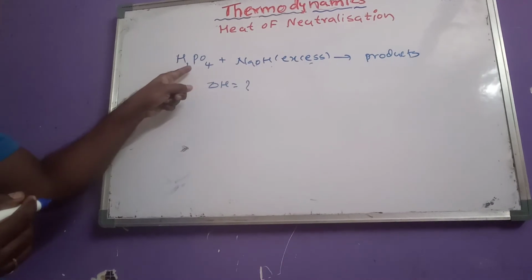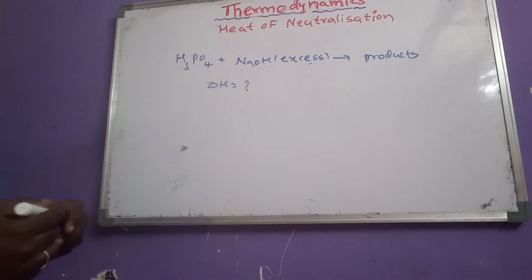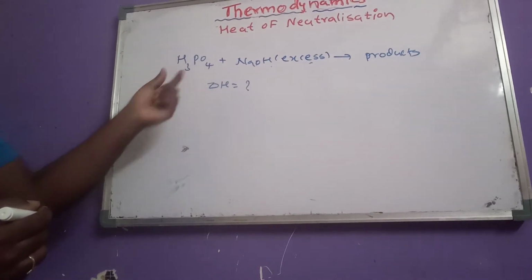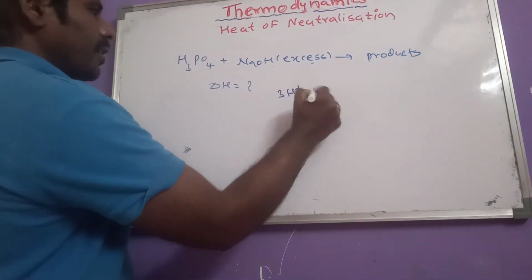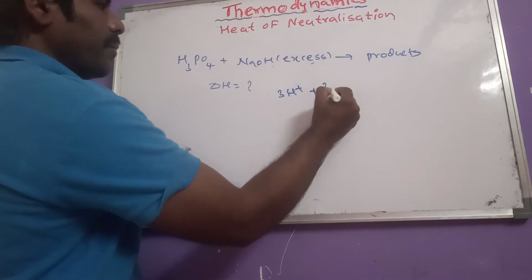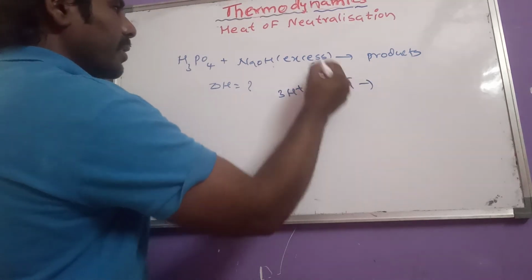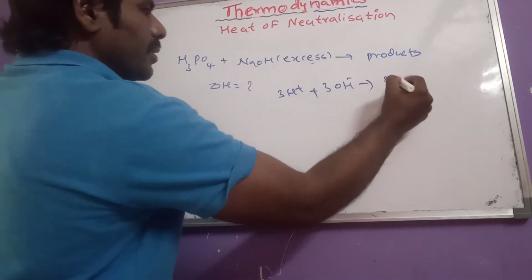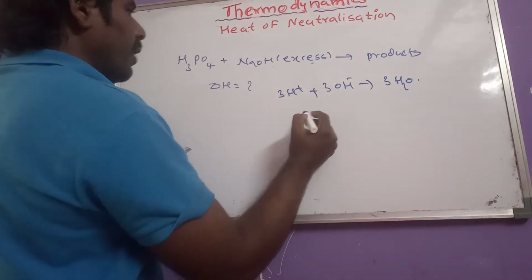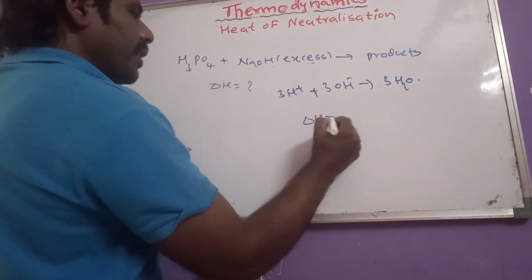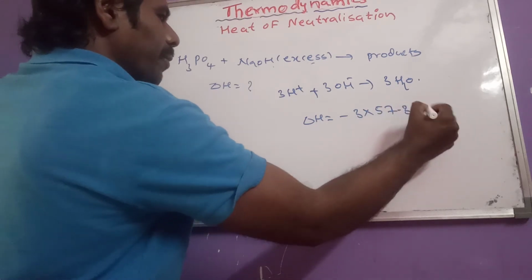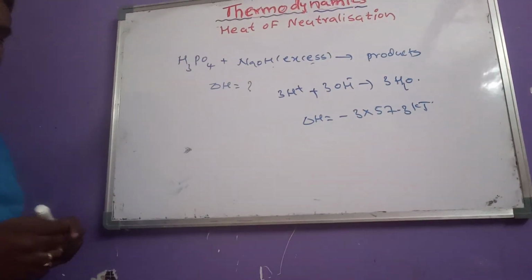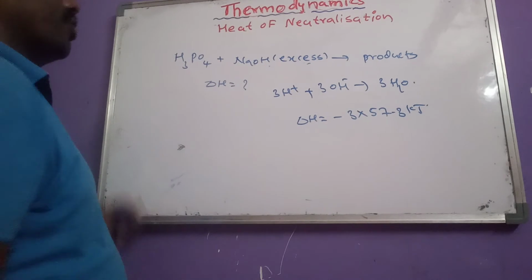Now we have to observe H3PO4. Its basicity is 3. That means it produces 3 H+ ions. As NaOH is given in excess amount, 3 OH- ions combine with H+ ions, and we get 3 moles of water. Therefore, delta H value is minus 3 into 57.3 kilojoules. Like that, we have to answer that question.